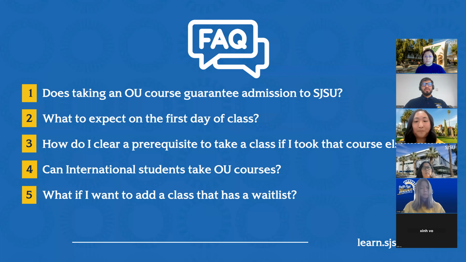And like we kind of touched on before, if you want to add a class that's on the wait list, you have to talk to the professor and they can add you to the wait list. Otherwise, as people drop, you will be provided an add code.